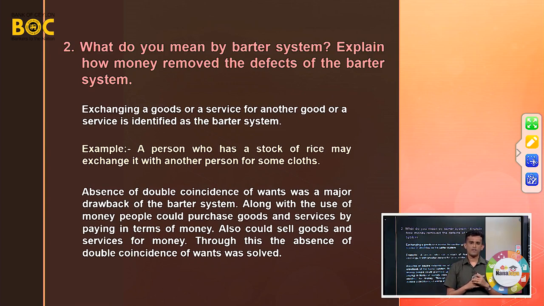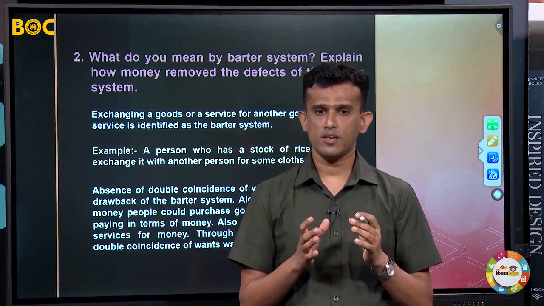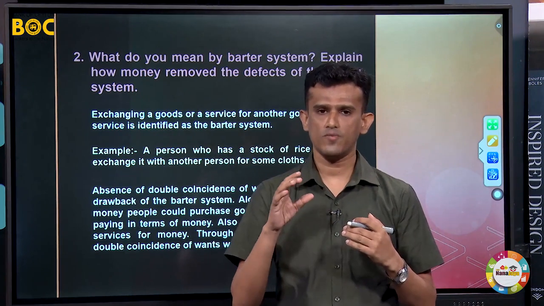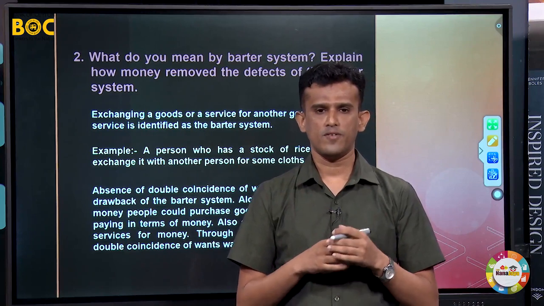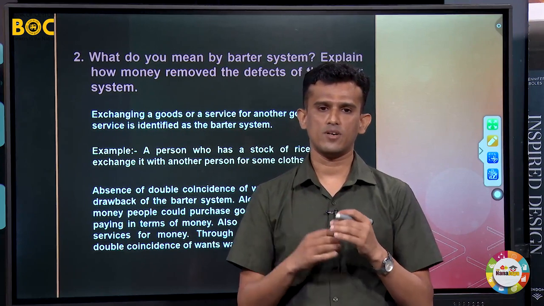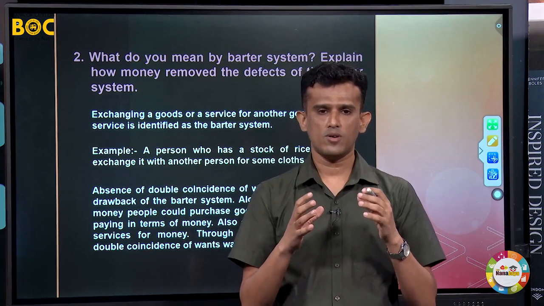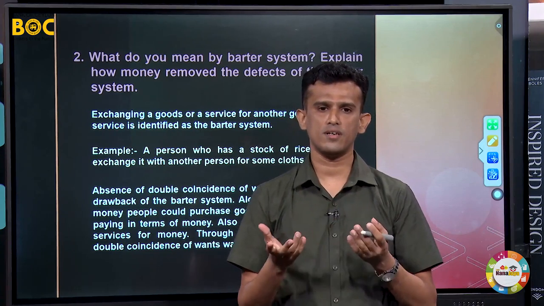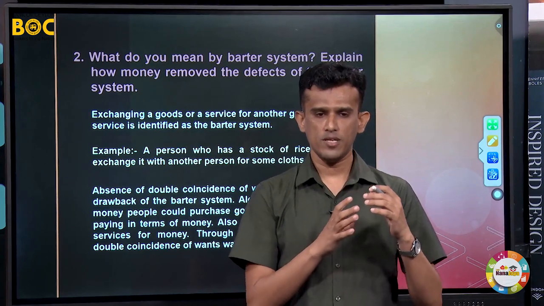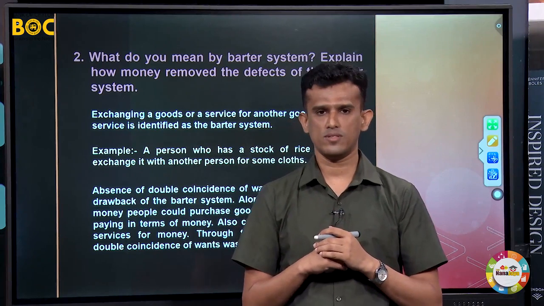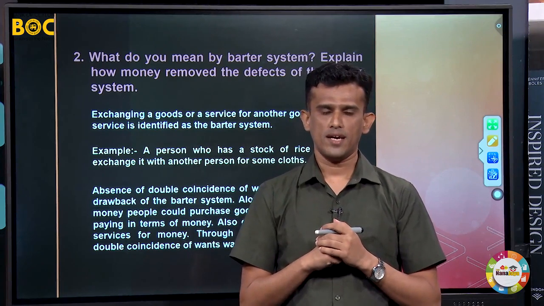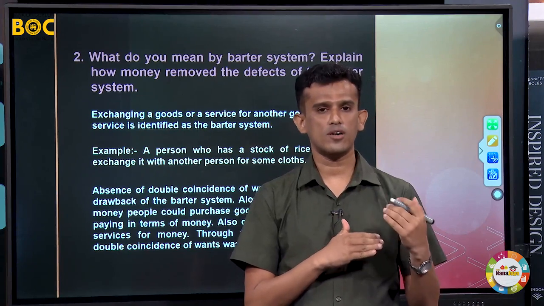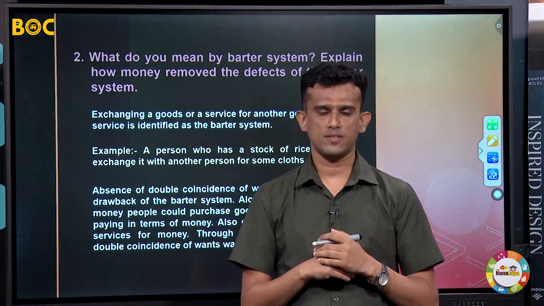And another drawback people faced during the barter system was the absence of a common measure of value. In order to exchange goods and services, there should be a certain value for those goods and services. Now, if we are thinking of exchanging a stock of rice for a stock of salt, we need to clearly define how much rice should be exchanged with a certain amount of salt. So for that, there should be a value for rice and a certain value for salt. When there is nothing called money, we will have to express the value of one good or service in terms of another good or service.